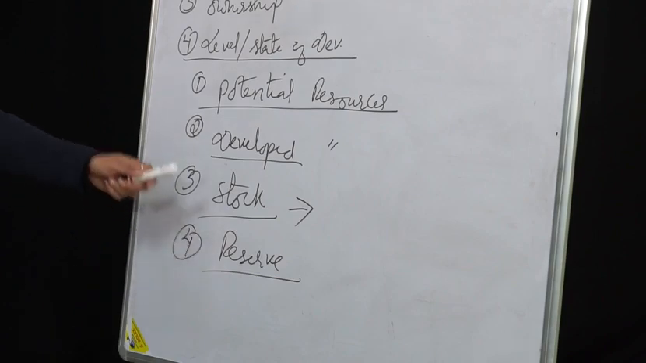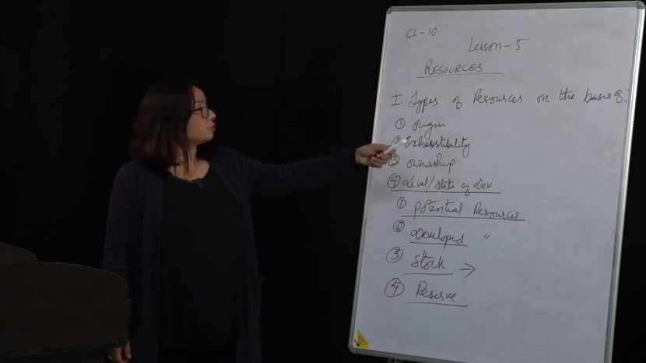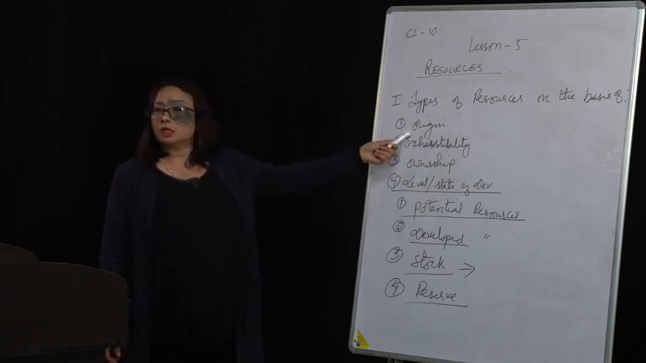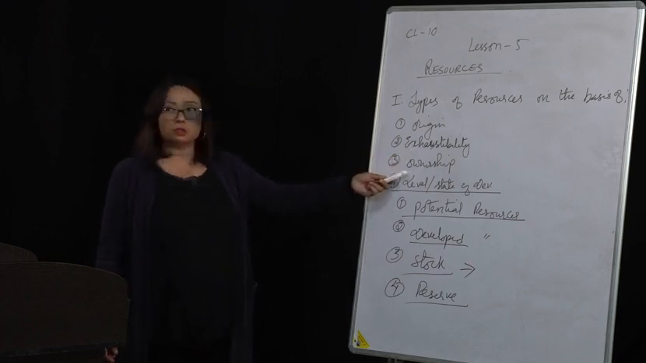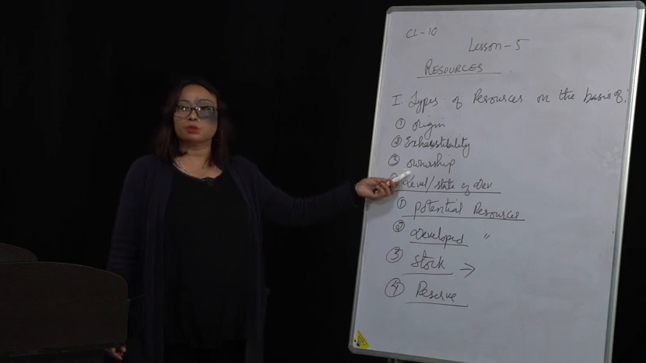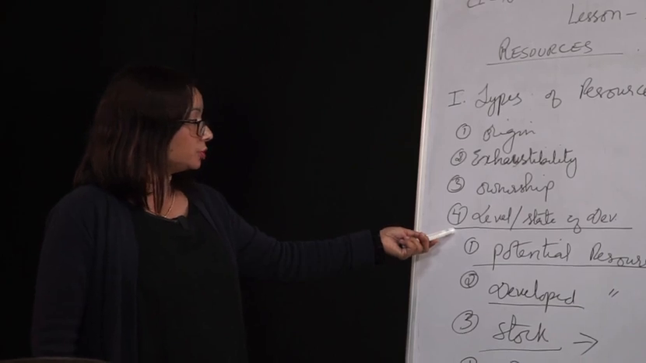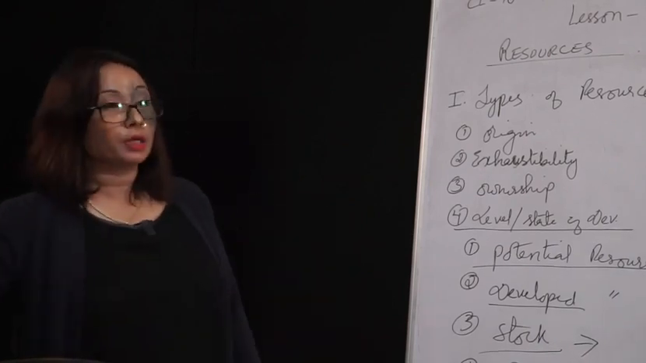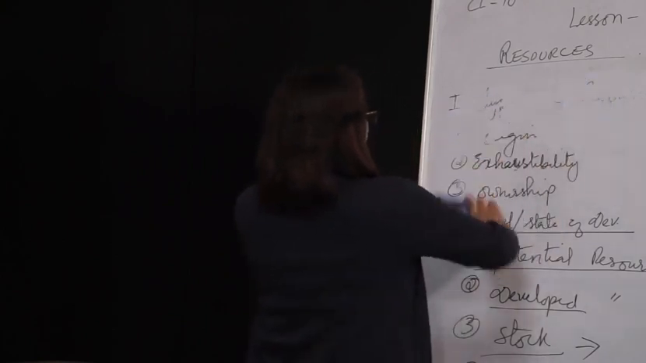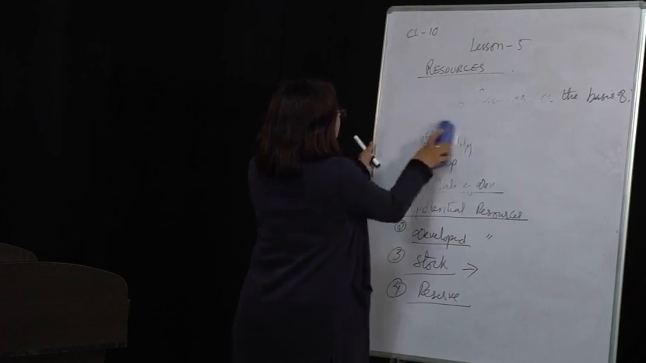That is reserve. So, just a recap again, types of resources on the basis of origin as biotic and abiotic, exhaustibility as renewable and non-renewable, on the basis of ownership as private, community, national and international, on the basis of state of development as potential resources, developed resources, stock and reserve. So the next topic that I will be moving on is about conservation of resources. Why conservation? What is the need of conservation?